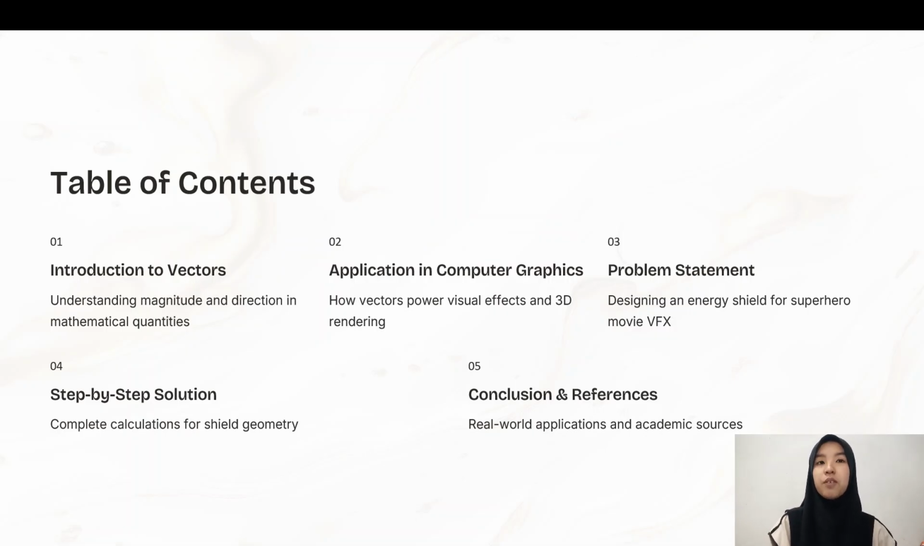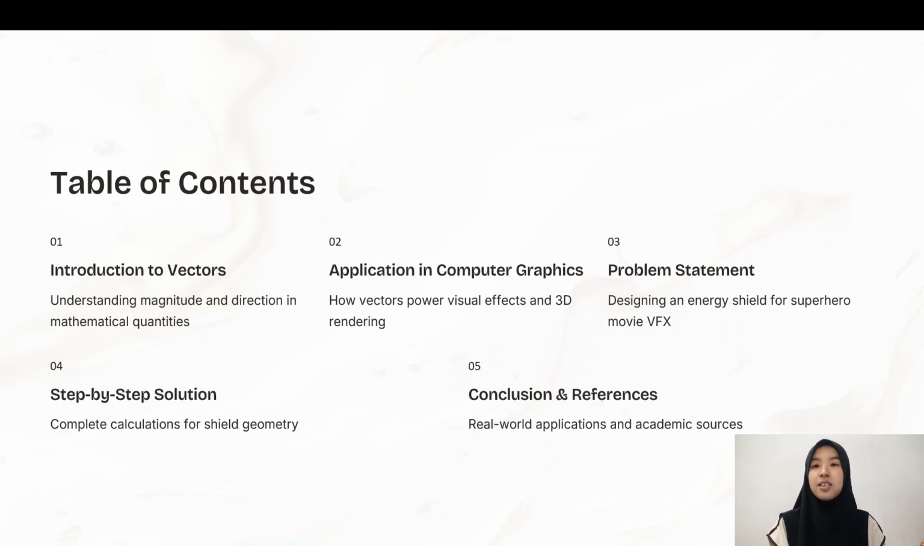Next, we move to the table of contents. We have 5 subtopics. The first one is about the introduction to vectors. This subtopic will show how to understand the magnitude and direction in mathematical quantities. And second, we move to the application of vectors in computer graphics. It's about how vectors power visual effects and 3D rendering.